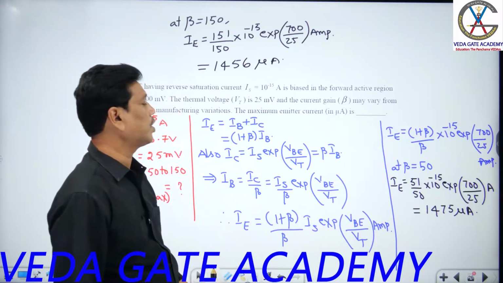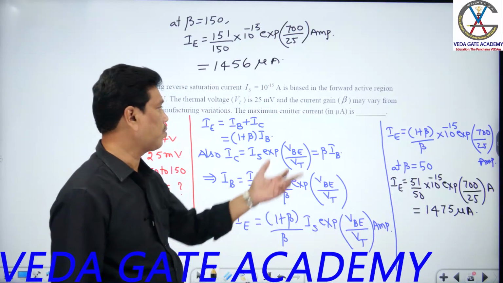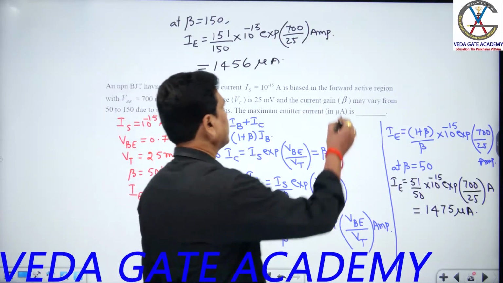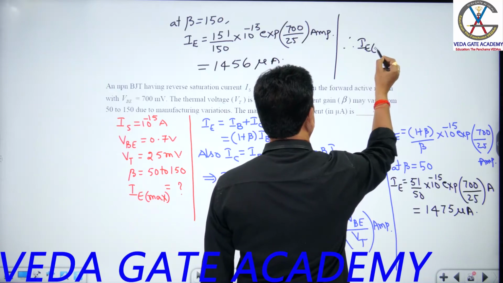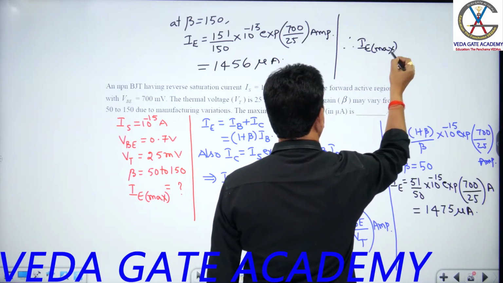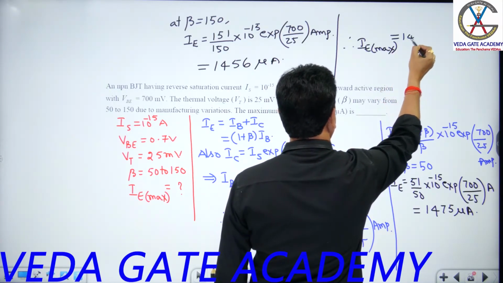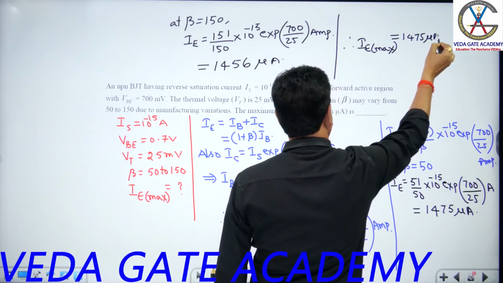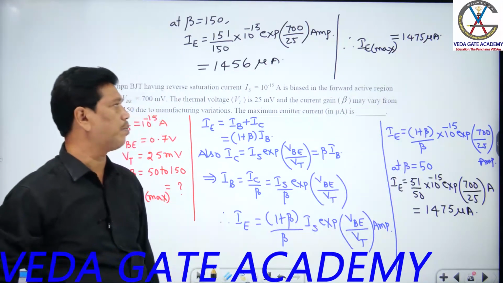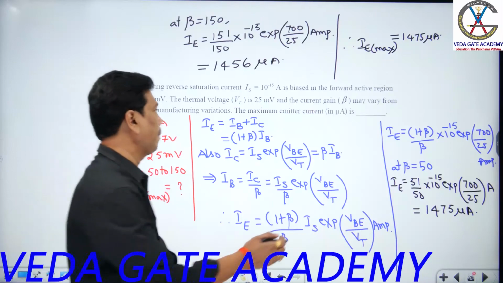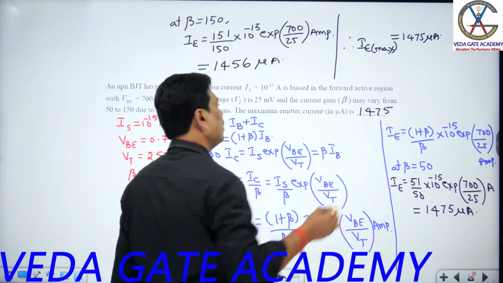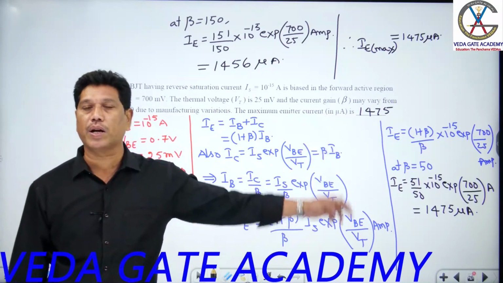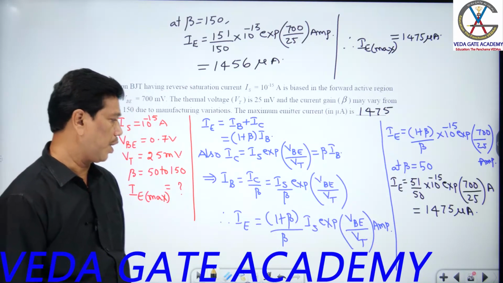So you're asking what is the answer, sir? What is the highest or maximum emitter current? The answer for that one, students, IE max is nothing but 1475 microampere. So the highest answer is 1475 microampere, students. This is the answer, 1475 microampere is your answer. Okay, check out the next question now.